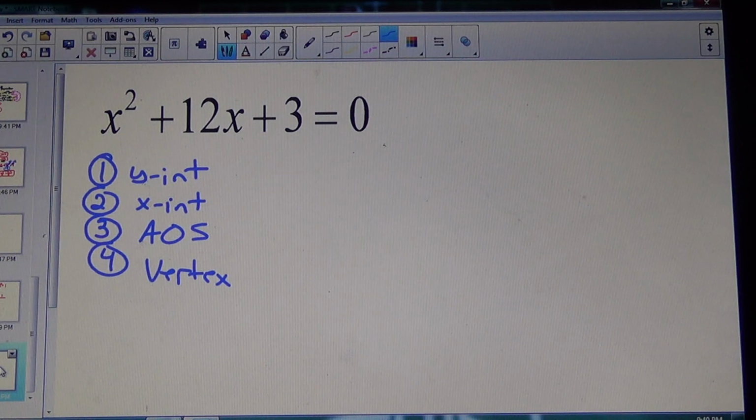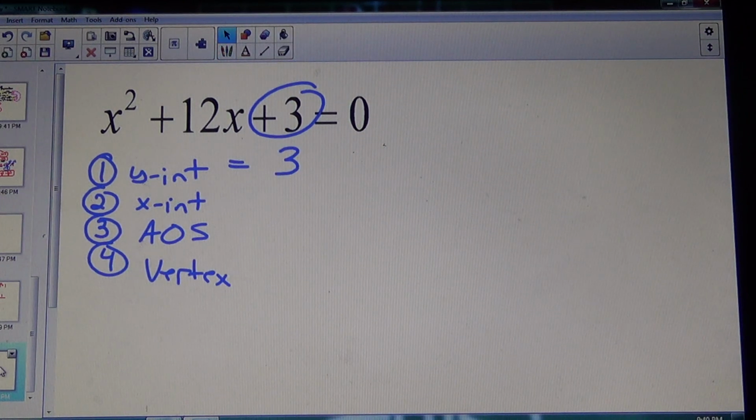Alright, y-intercept, that's the easy one. And remember, whenever you solve a quadratic by factoring, our goal all the time is to get all the numbers on the same side of the equation. So if I'm looking for the y-intercept, that's the easiest one. What is the y-intercept up here? A 3, correct.